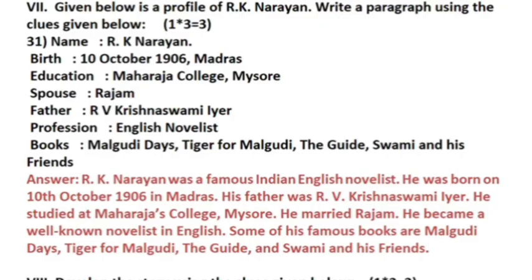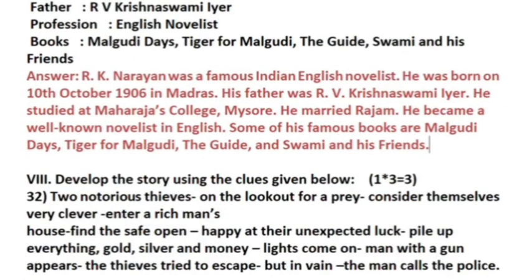R.K. Narayan was a famous Indian English novelist. He was born on 10th October 1906 in Madras. His father was R.V. Krishnaswamy Iyer. He studied at Maharaja's College, Mysore. He married Rajam. He became a well-known novelist in English. Some of his famous books are Malgudi Days, A Tiger for Malgudi, The Guide, and Swami and His Friends.